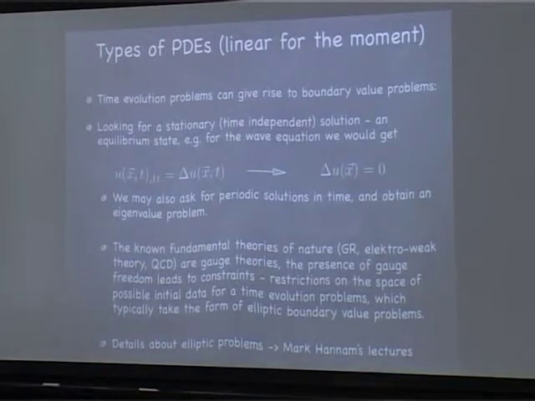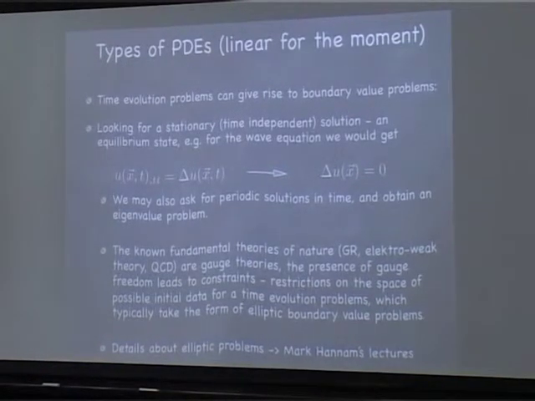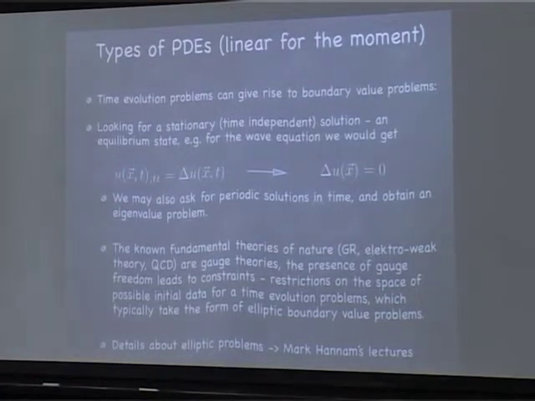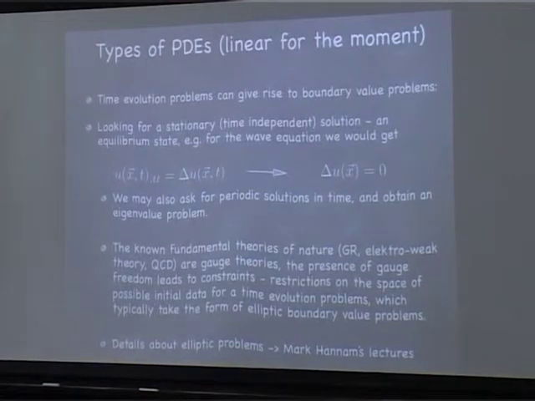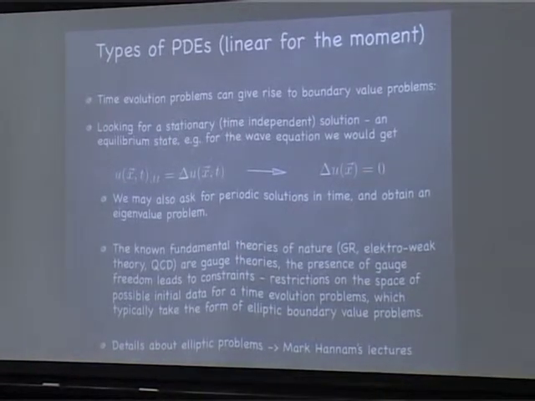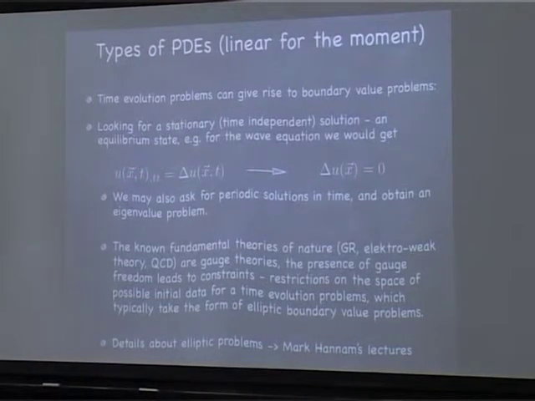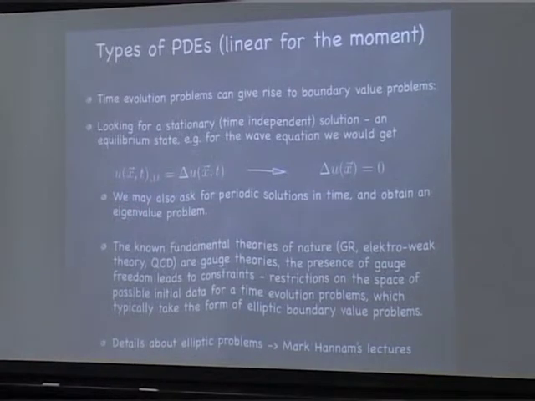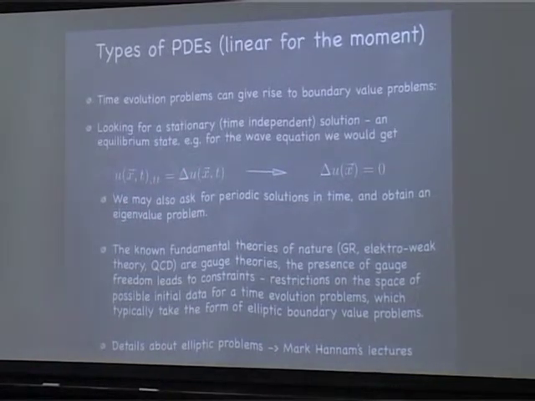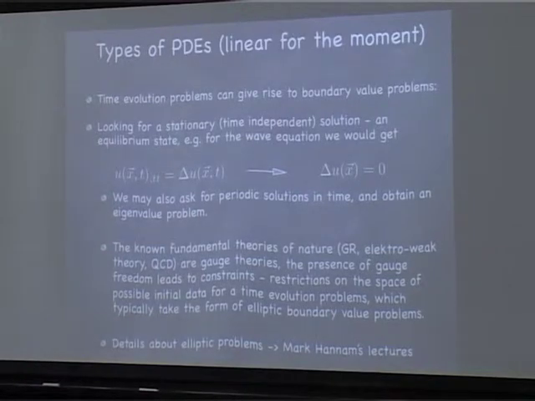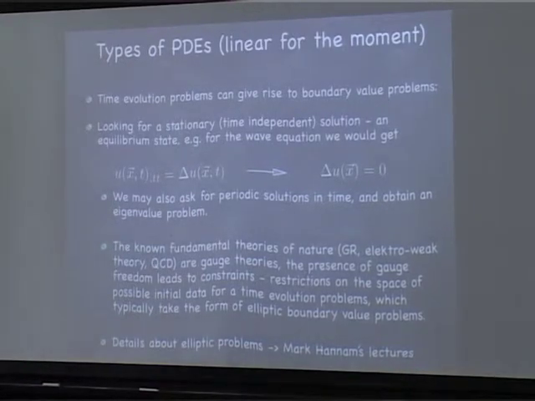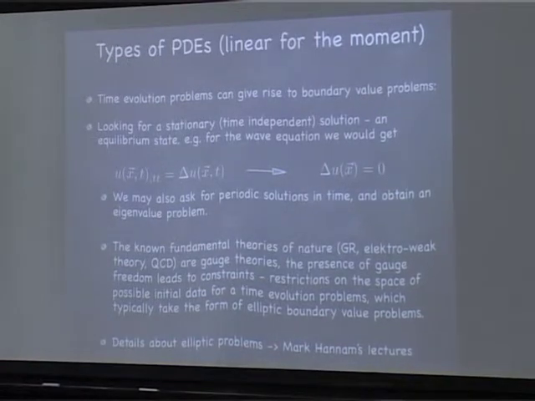Let's just spend a second on this idea that time evolution problems can give rise to boundary value problems. A standard case is where we look for a stationary, meaning time-independent, solution, some kind of equilibrium state. Think of the simplest example. We have the wave equation here, and then we demand that the solutions are time-independent, and we get an elliptic problem. We could also ask for periodic solutions in time. Then we make an ansatz where the time dependence is periodic, and we would get a kind of eigenvalue problem. It also turns out that the known fundamental theories of nature, general relativity, electromagnetic theory, QCD, are all gauge theories. I assume that you're all well aware of this.